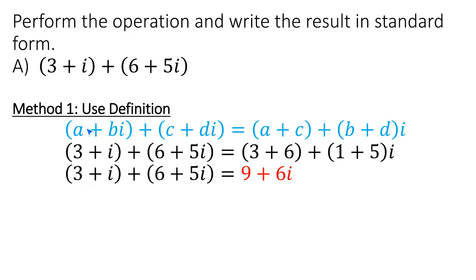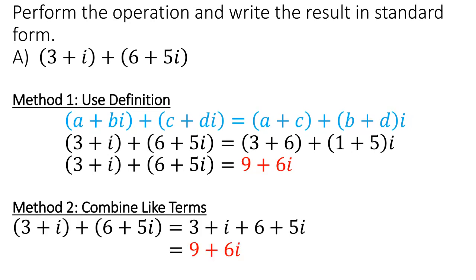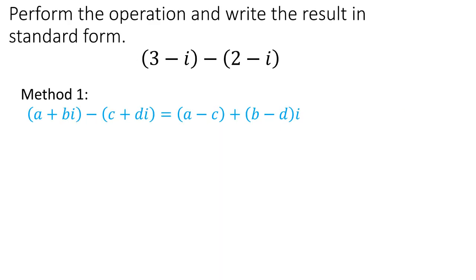But maybe for some of us, remembering this formula in blue is a lot of other stuff to remember. So you can also add them with the idea of combining like terms. Here you have 3 plus i plus 6 plus 5i. If I drop the parentheses, then I have 3 plus i plus 6 plus 5i. My like terms are 3 and 6, which is 9. And then I have 1i plus 5i, which is 6i. So you can choose either method. Either method will be fine.